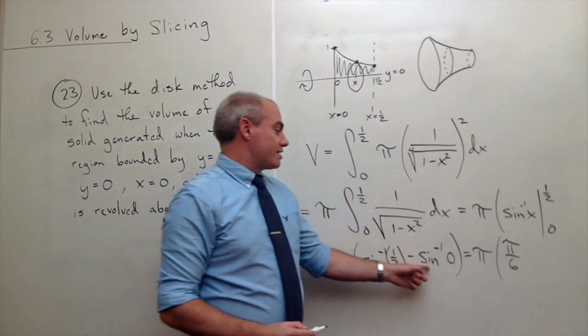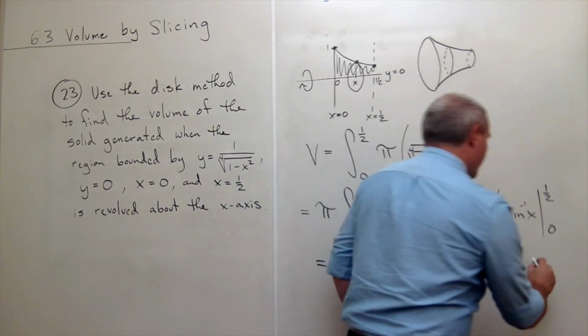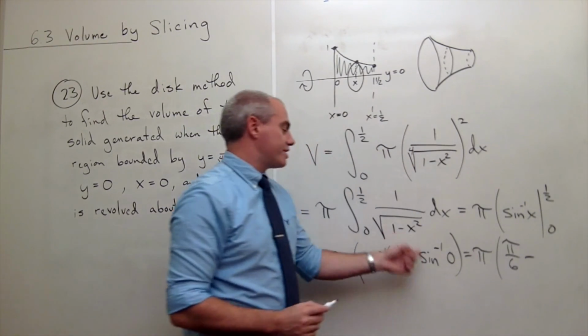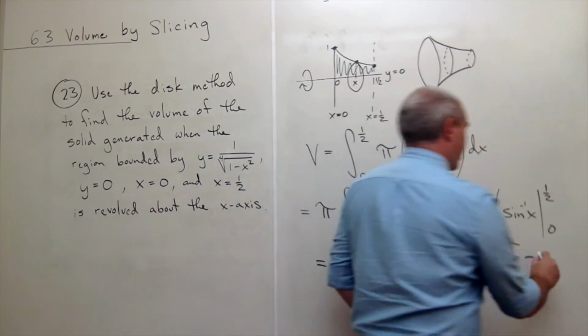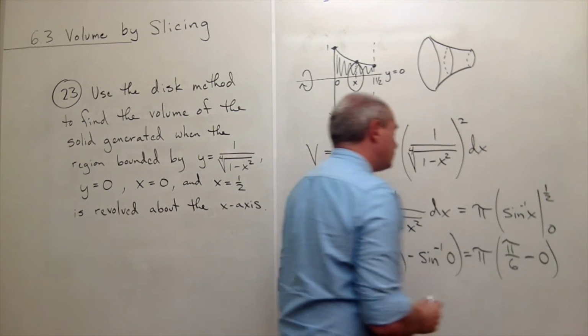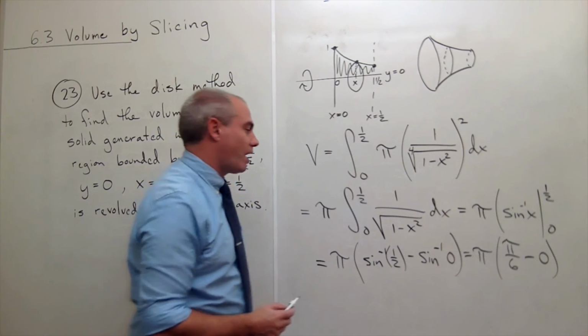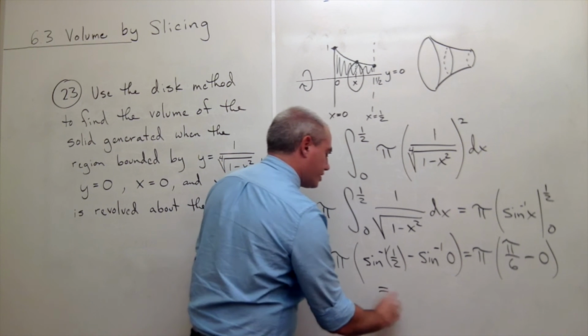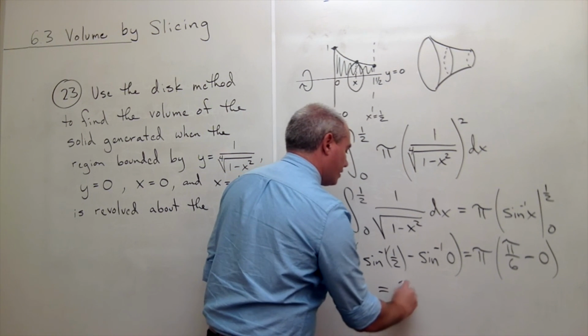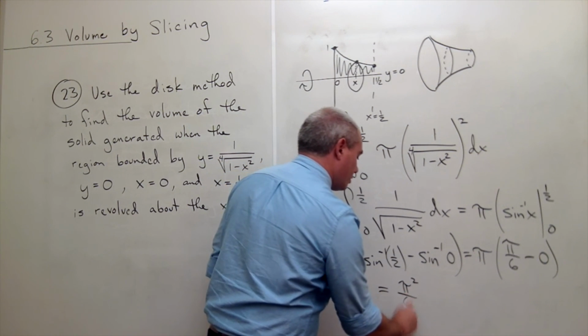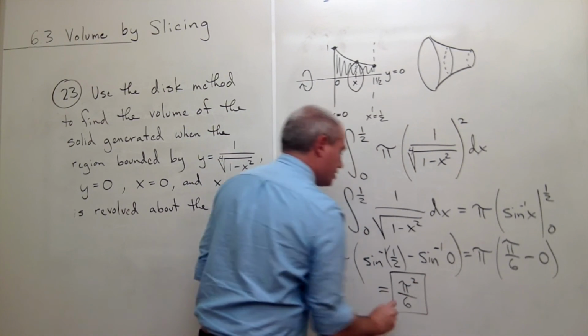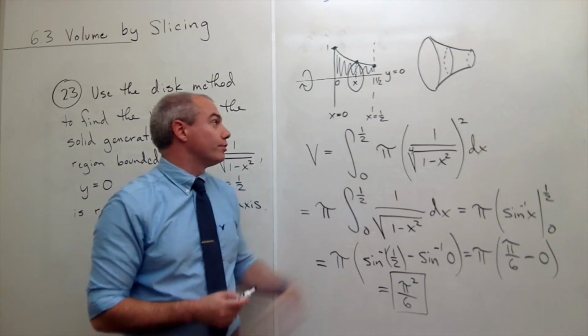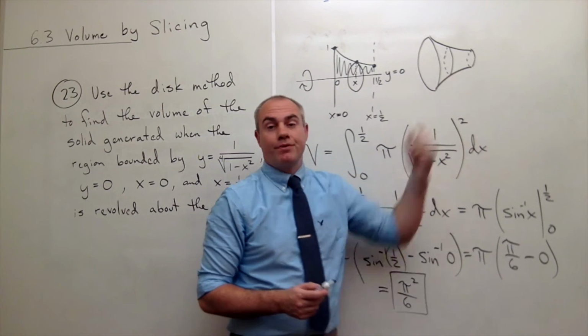And then minus sine inverse of 0, or in other words, the angle whose sine is 0, which is 0. So I get pi times pi over 6, which is the same as pi squared over 6. So that's the cubic volume of this shape that we formed up here.